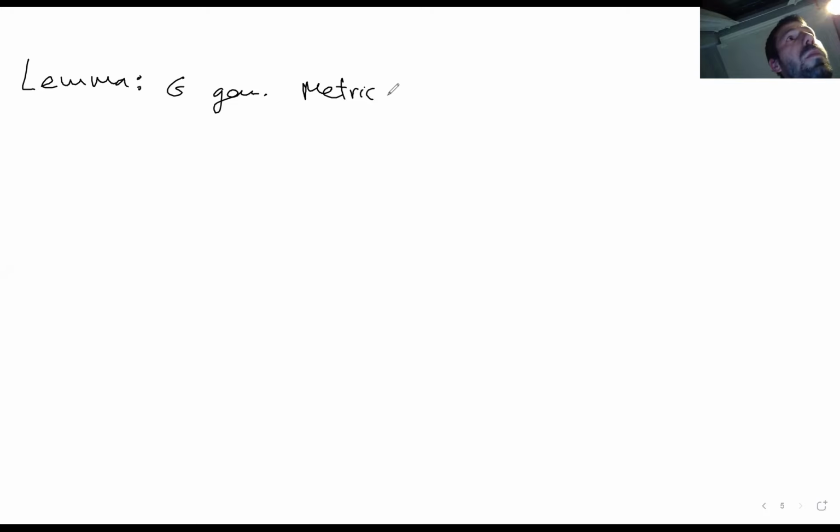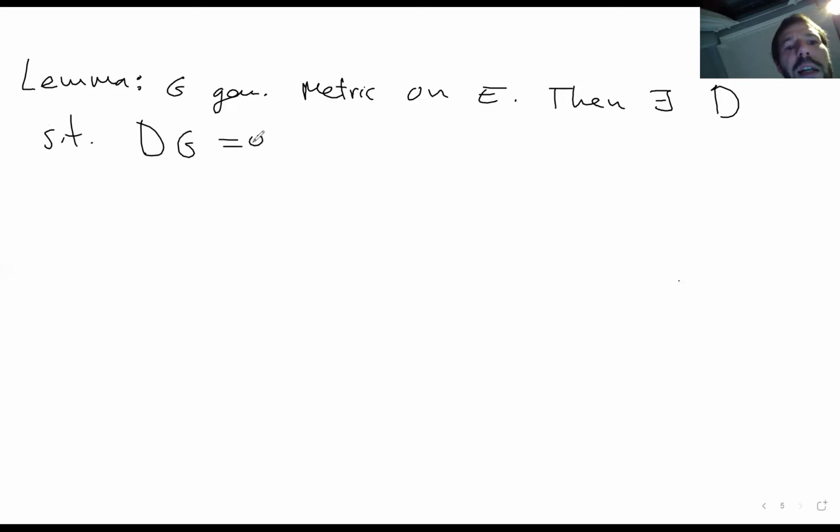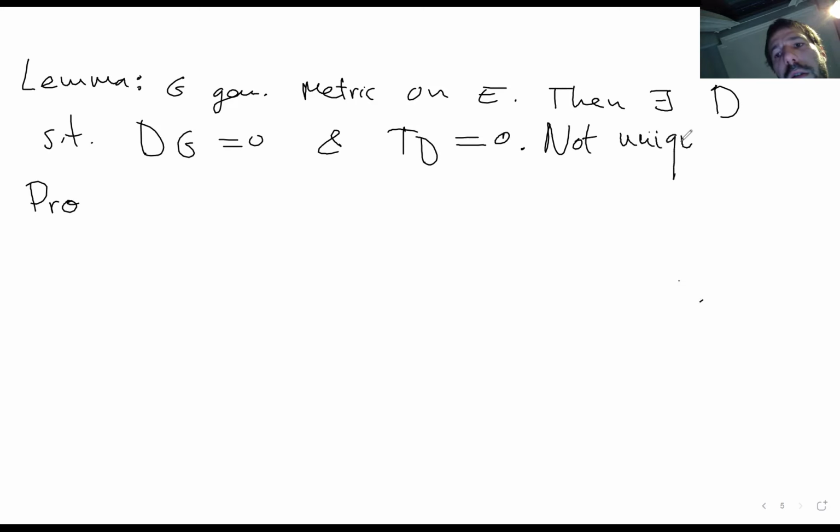So let me now show you the following lemma: if I give you G a generalized metric on E, on my exact algebra, then there exists some D which is compatible with the generalized metric, and torsion free. Let me show you how this works. And furthermore, it's not unique. This is an important difference with ordinary Riemannian geometry.